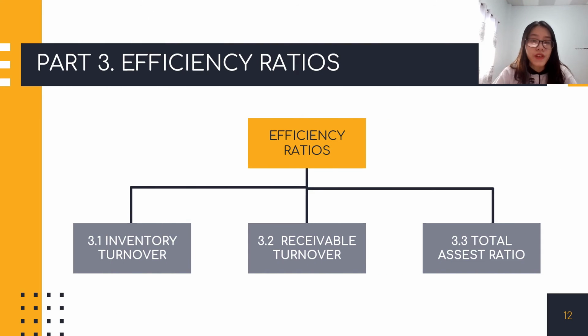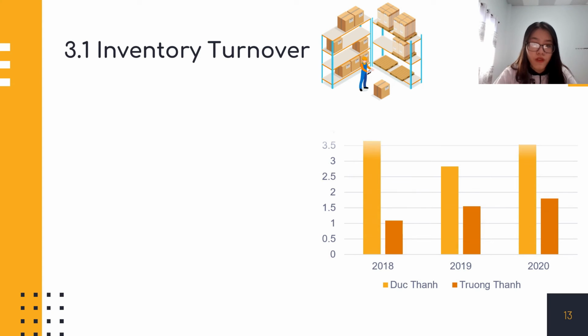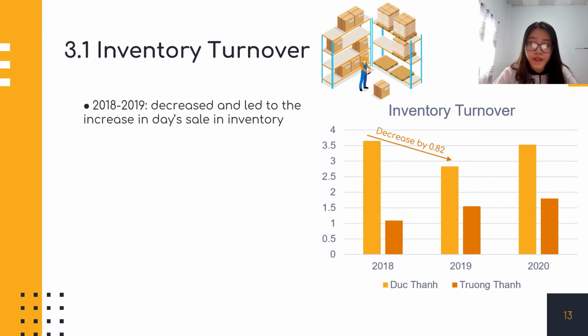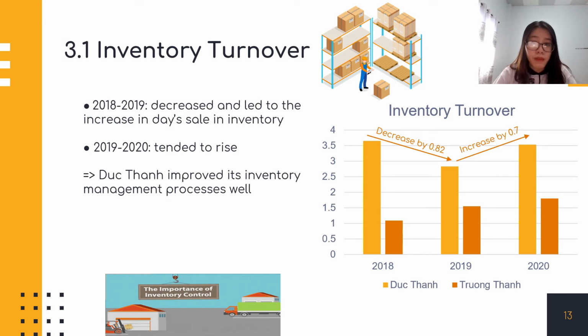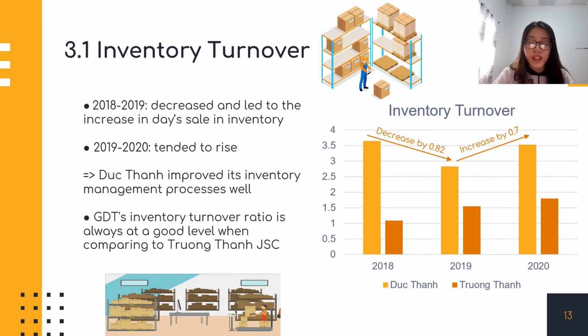Now we come to the efficiency ratios. Regarding the inventory turnover, in the first period, Đức Thành's inventory turnover ratio decreased, which led the days' sales in inventory to increase too. However, this index has tended to rise in the second period. In other words, Đức Thành has improved their inventory management process well. Through the chart, it can be seen that compared to the rival company in the same industry, GDT's inventory turnover is always at a good level.